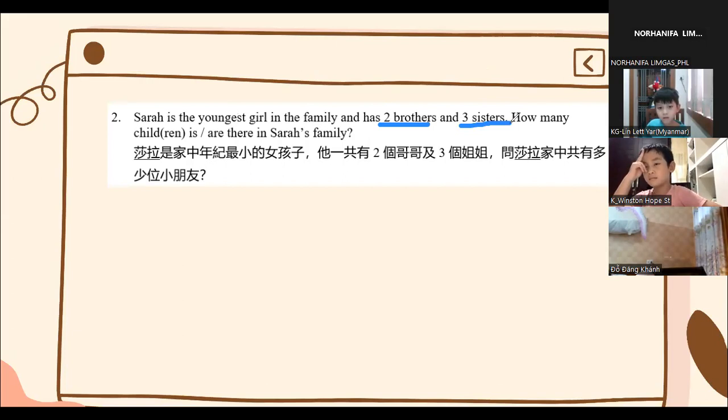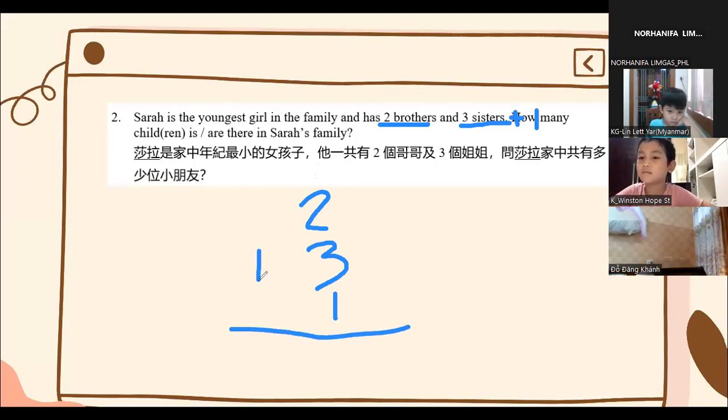So basically, we're going to count all the children in their family. You have 2 for the brothers, right? And then 3 for the sisters. And then, of course, we should not forget about Sarah since she's the youngest. She's a girl, so she is among the sisters in their family. So 2 brothers plus her 3 sisters plus herself is going to be 6 children.